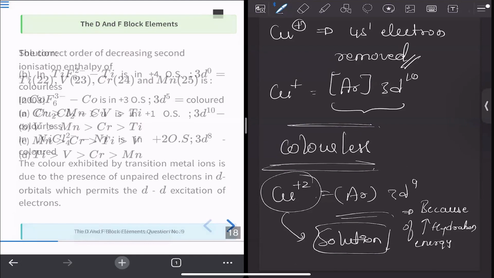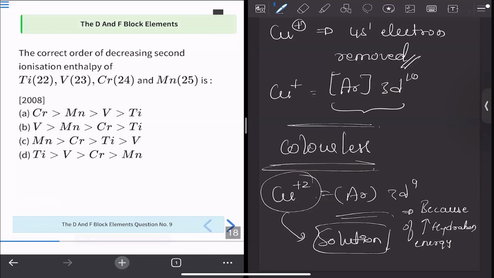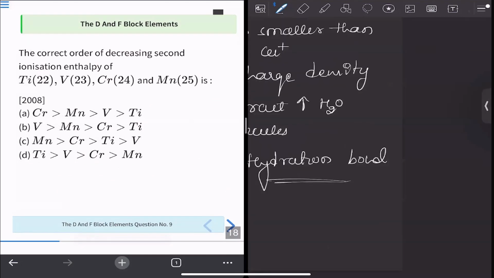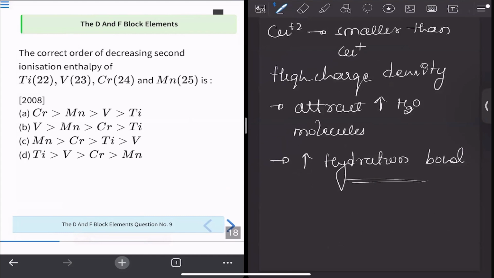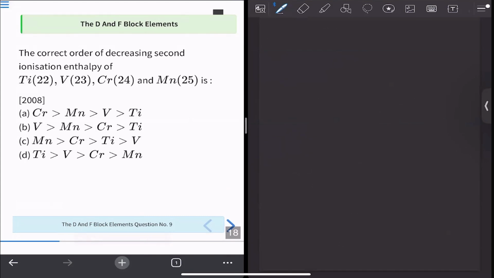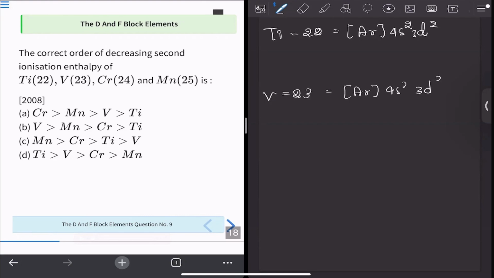So let us see the next question. The correct order of decreasing second ionization enthalpy is. Titanium 22: argon 4s² 3d². Vanadium 23: argon 4s² 3d³.